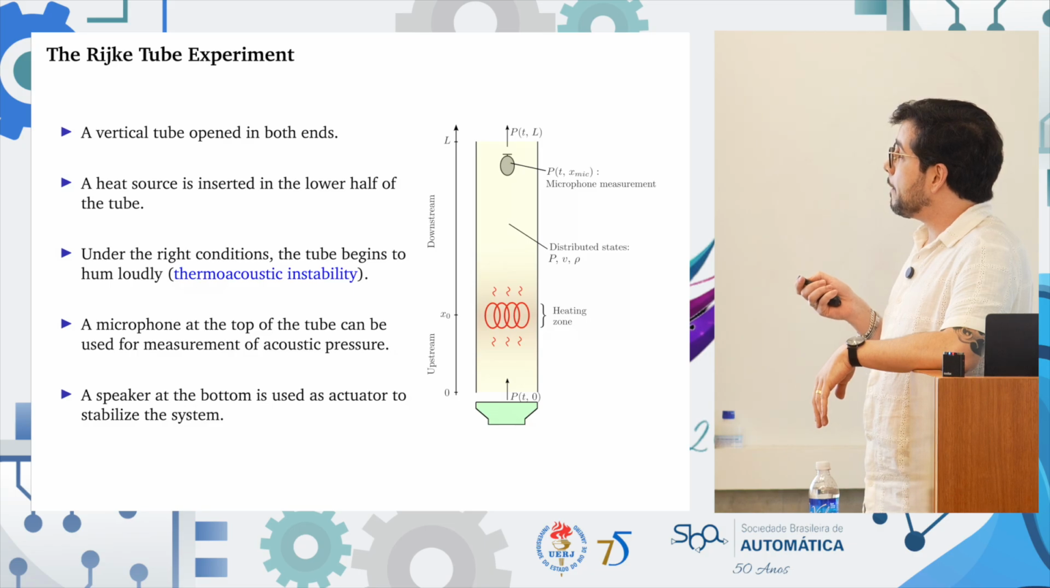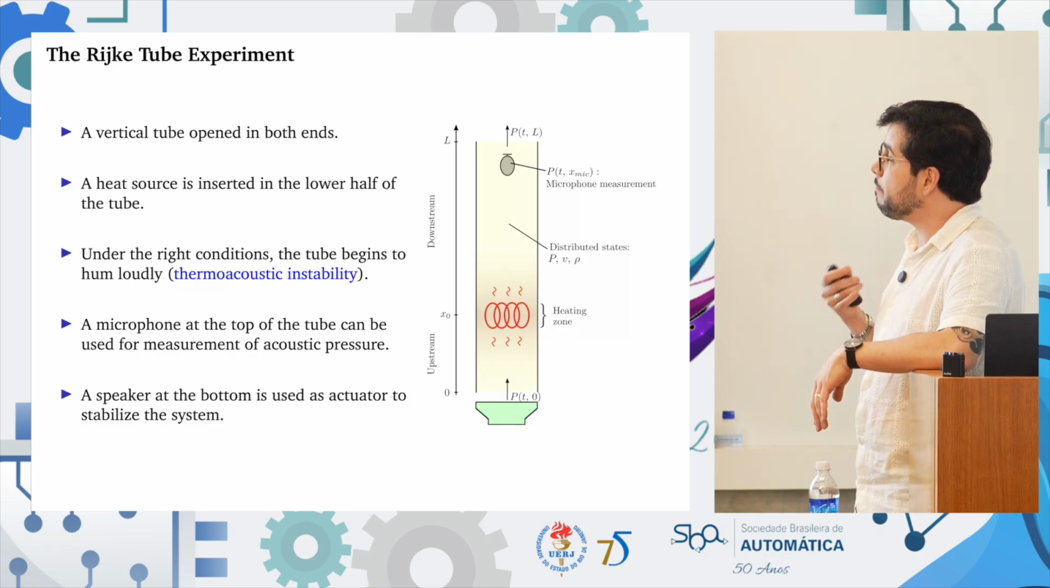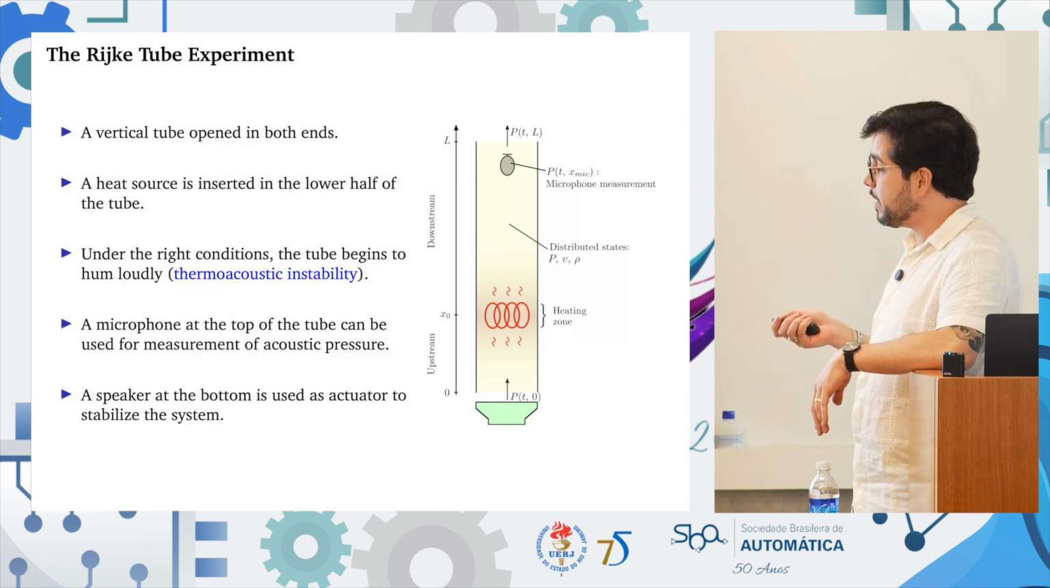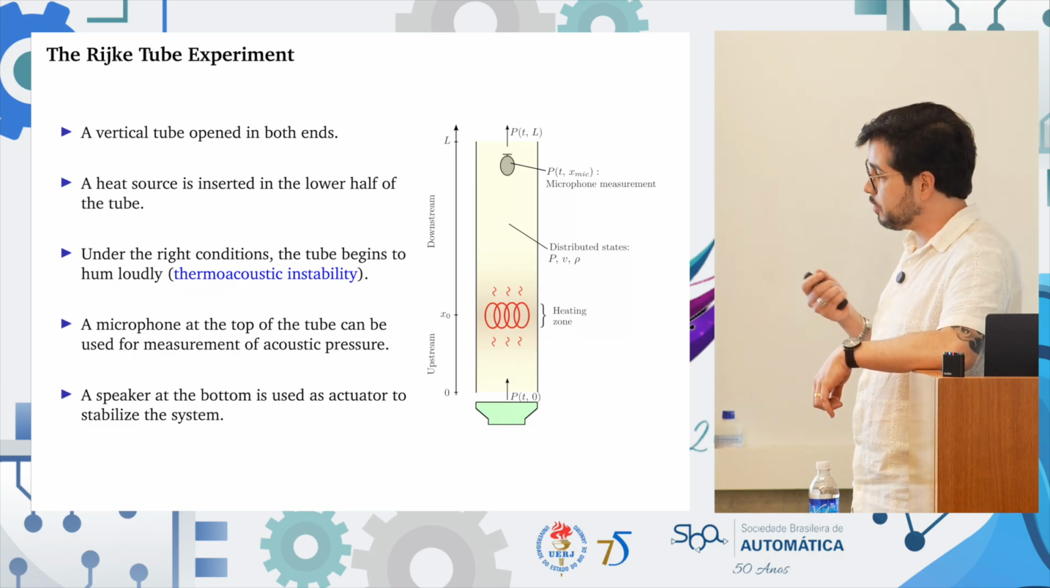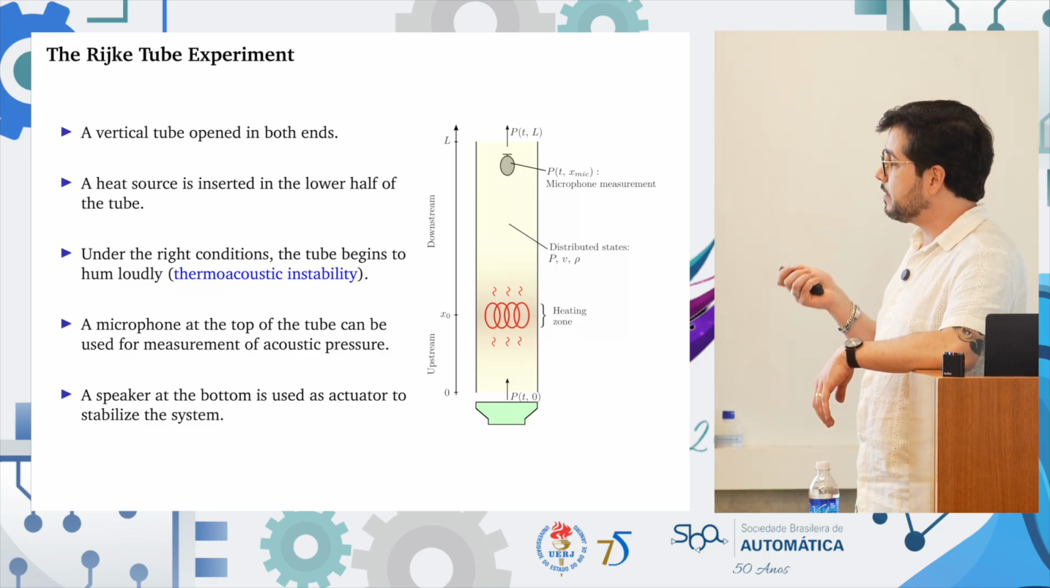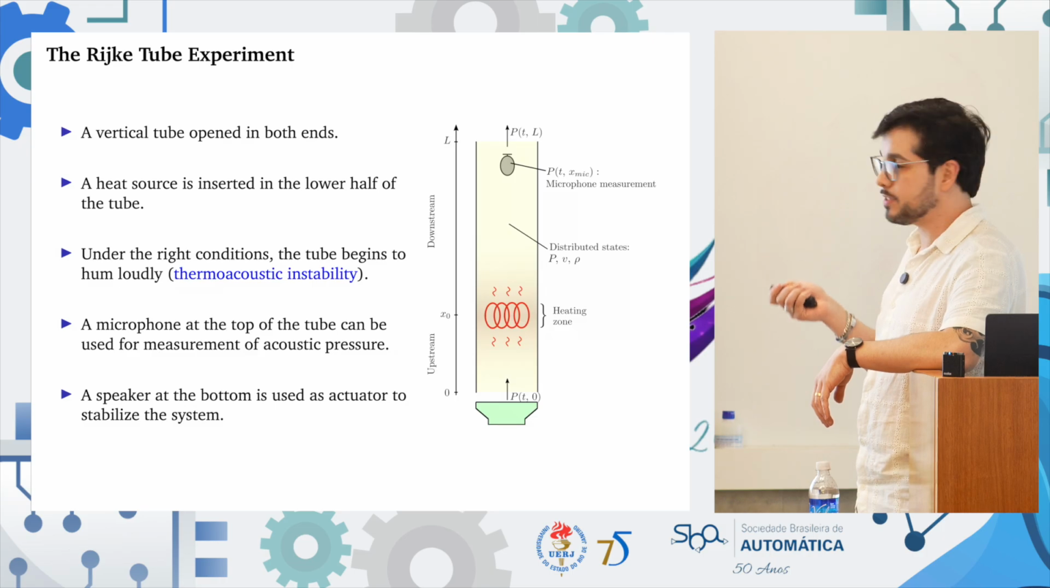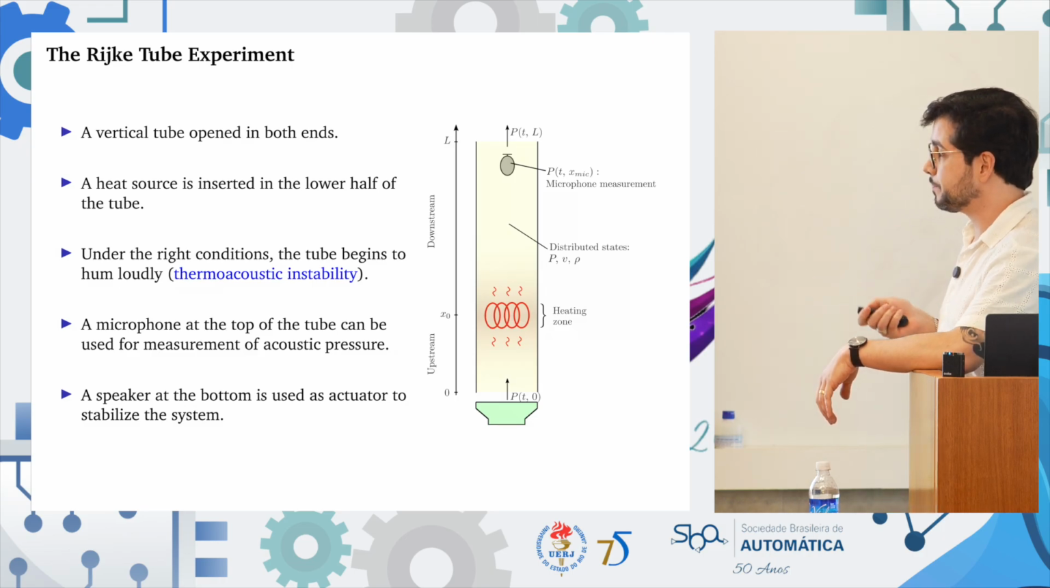So we added a microphone at this boundary to measure the pressure, and a speaker in the lower half to use as an actuator. The idea is to add some acoustic perturbation at the bottom to stabilize the pressure field inside the tube.